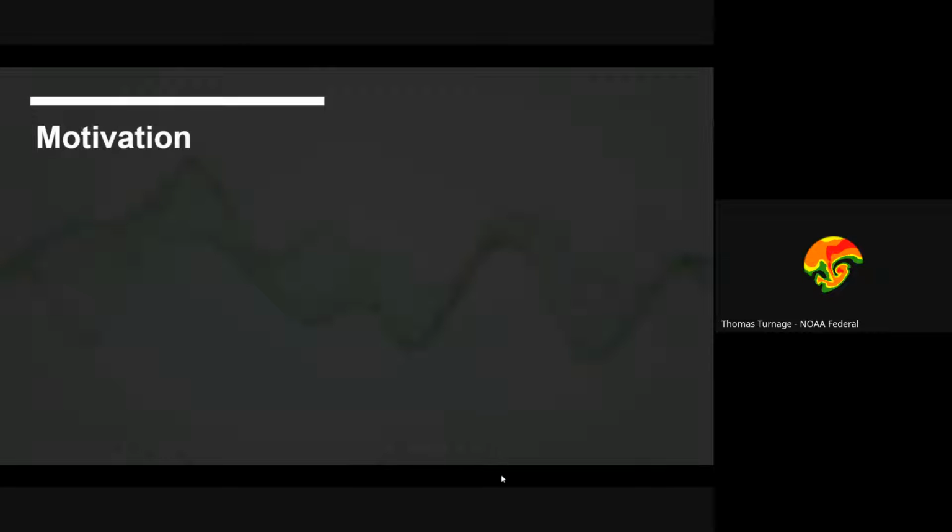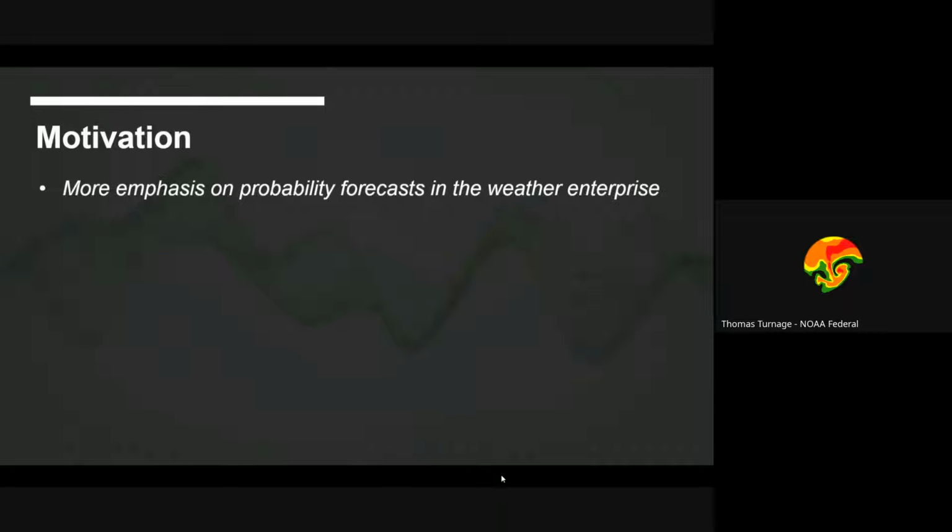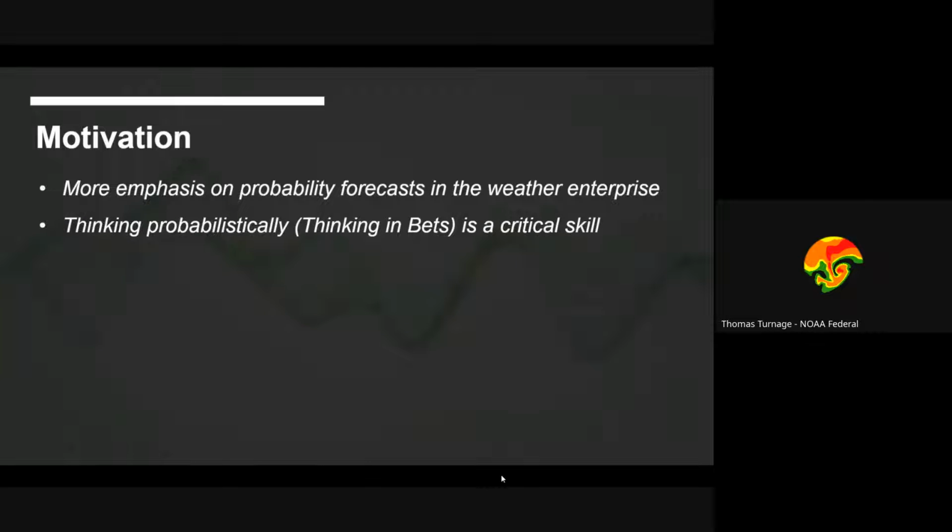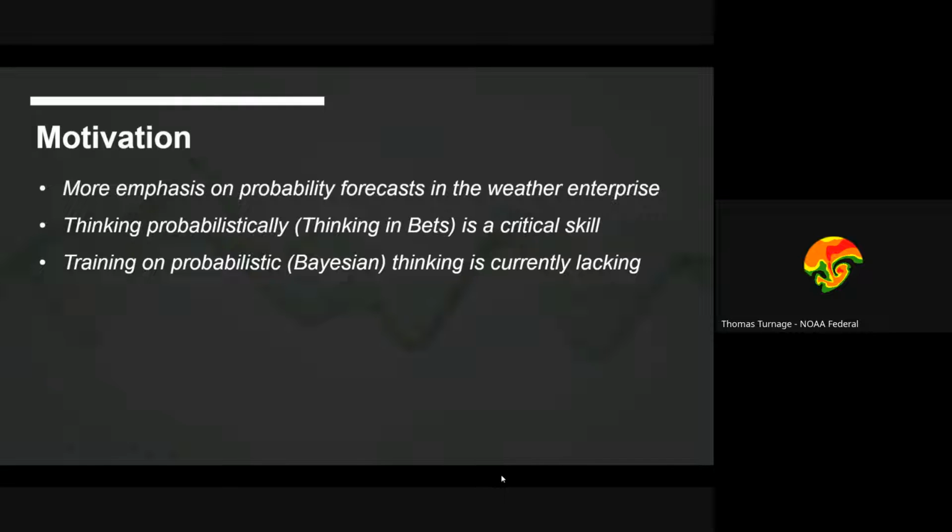My motivation for doing this is, of course, there's an increased emphasis on probabilistic thinking in the weather enterprise and really a lot of other facets of the world. Probabilistic forecasts do require us to think probabilistically, and that's a concept known as thinking in bets. That's a critical skill, and I'll talk a little bit more about that. Training on probabilistic thinking has been somewhat lacking, although we do see that changing. There are some courses that have been released on ensemble fluency and the like. However, thinking probabilistically specifically is maybe a little bit new, particularly in a Bayesian framework. So this hopefully provides just an introduction to it.